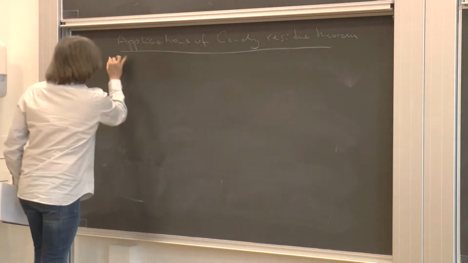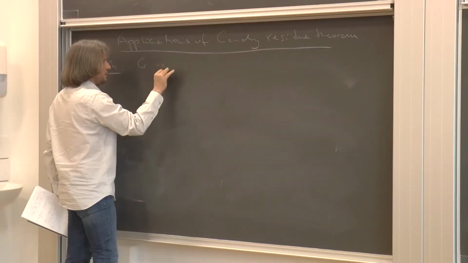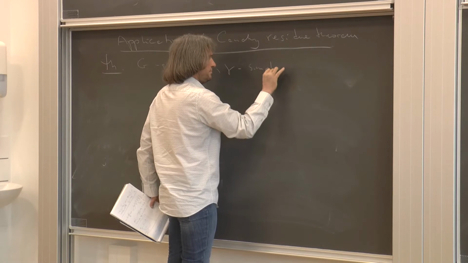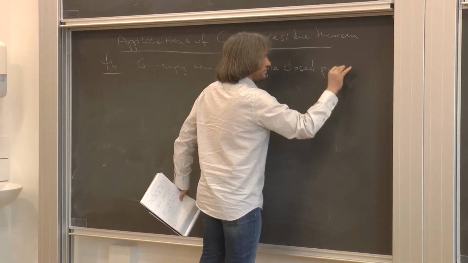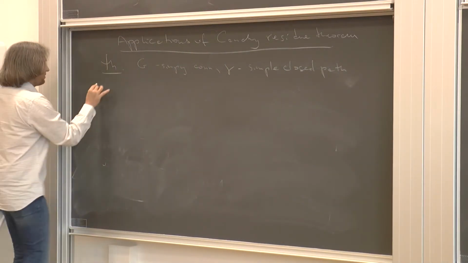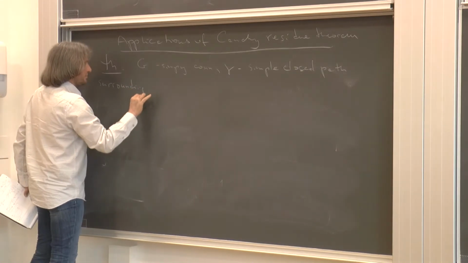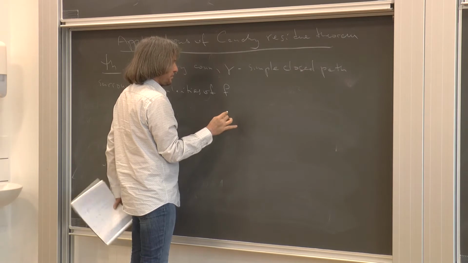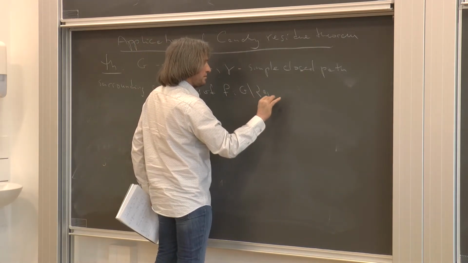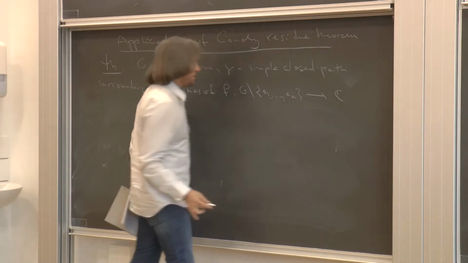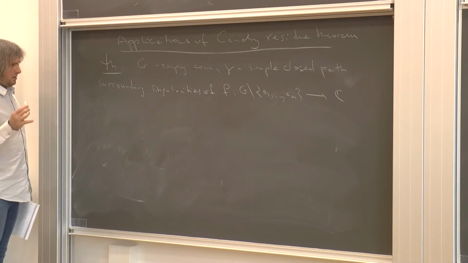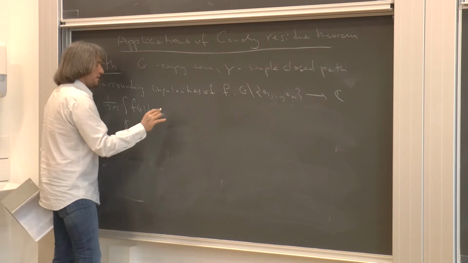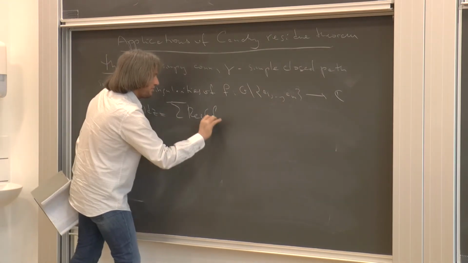So the theorem itself said that G is connected, and gamma a simple closed path inside it, surrounding singularities of f, which was a function from G minus a few points, holomorphic. Then 1 over 2 pi i times the integral over gamma of f(z) dz is the sum of residues of f at a_i.